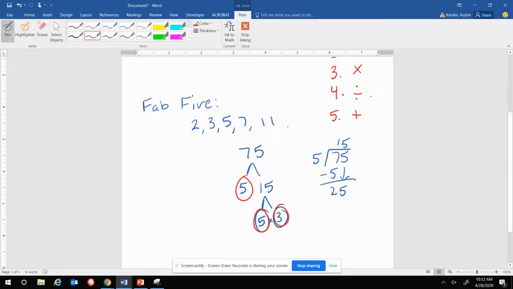So when we write that out, we're going to write it least to greatest. So 3 times 5 times 5, or how we really like to show it is with an exponent, 3 times 5 squared. So that's order of operations and prime factorization. Just a little review there for you.